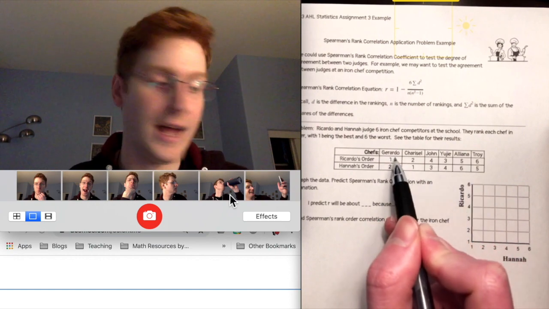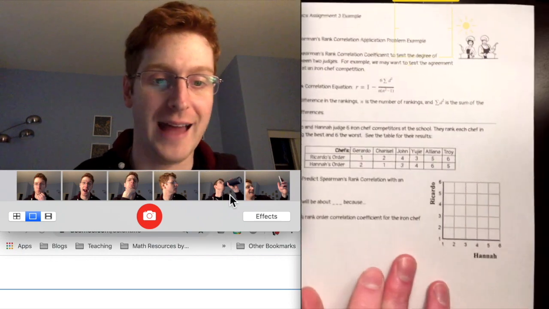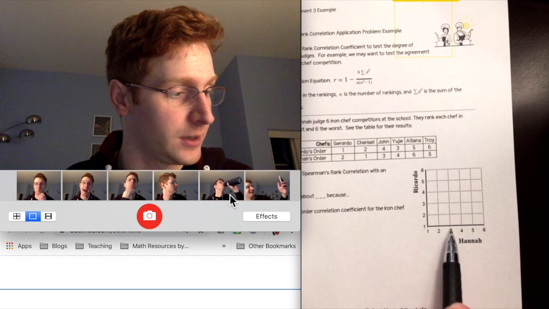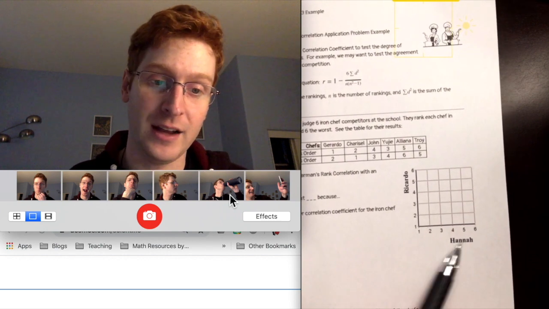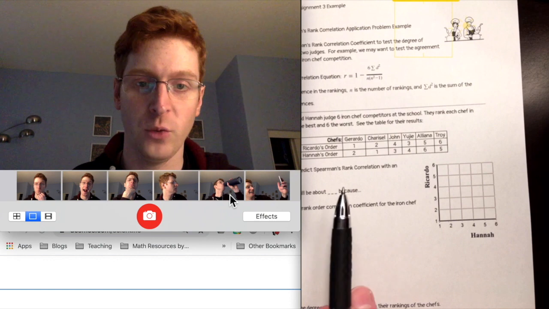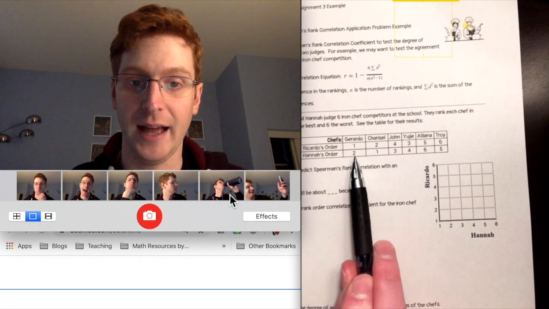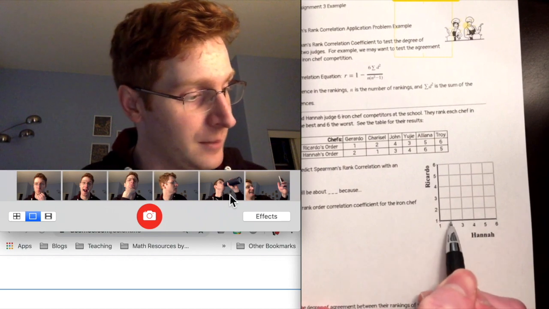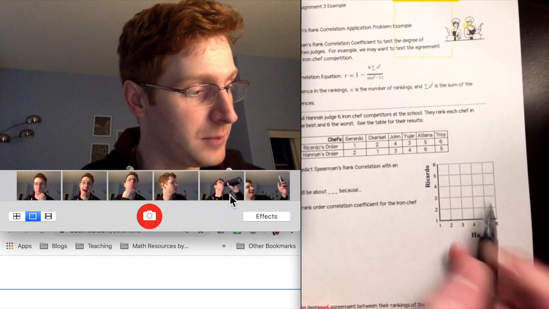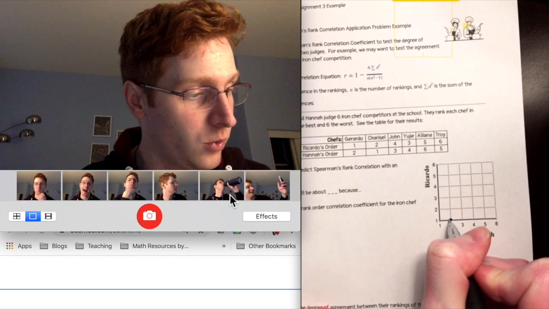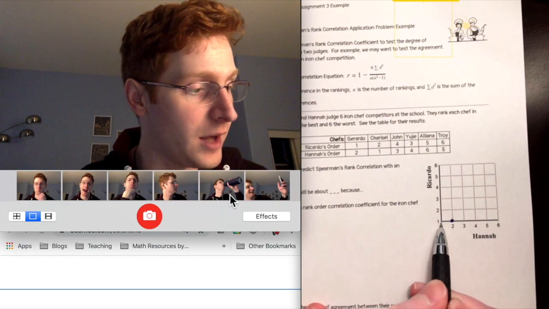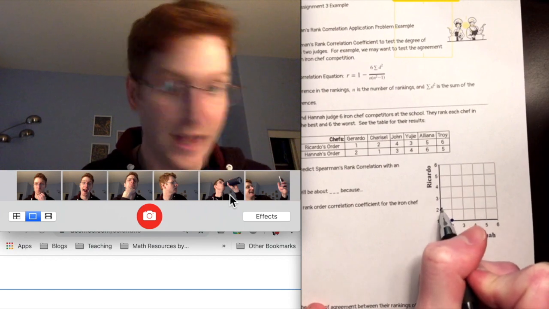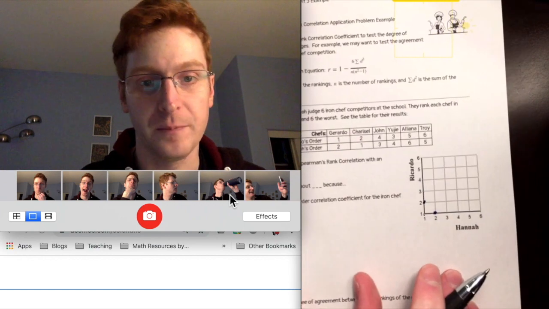So we can go ahead and graph that data on this chart here. Notice it doesn't start at 0, so this will be 1, 2, 3, and so on. We're starting with Hannah on the x-axis and Ricardo on the y-axis. When Hannah judges somebody as a rank 2, Ricardo's rank is 1. So for Hannah being at rank 2, Ricardo's going to be here at rank 1. When Hannah ranks 1, Ricardo is rank 2. And I can go ahead and plot the rest of those, which I will do now.